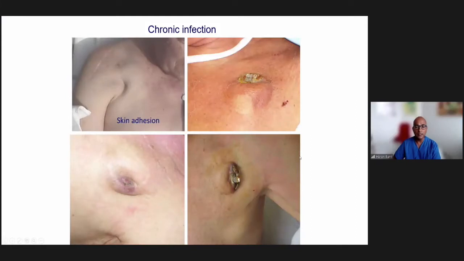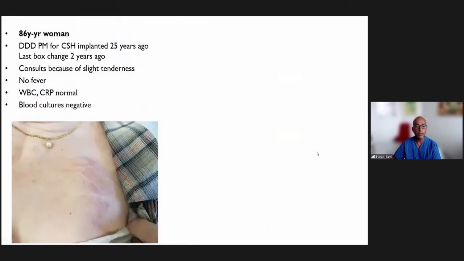These are chronic infections. They're a lot more difficult to diagnose because you may not have any redness, no tenderness whatsoever, just adhesions, which ultimately will cause a fistula to the surface, causing exteriorization of the device material.